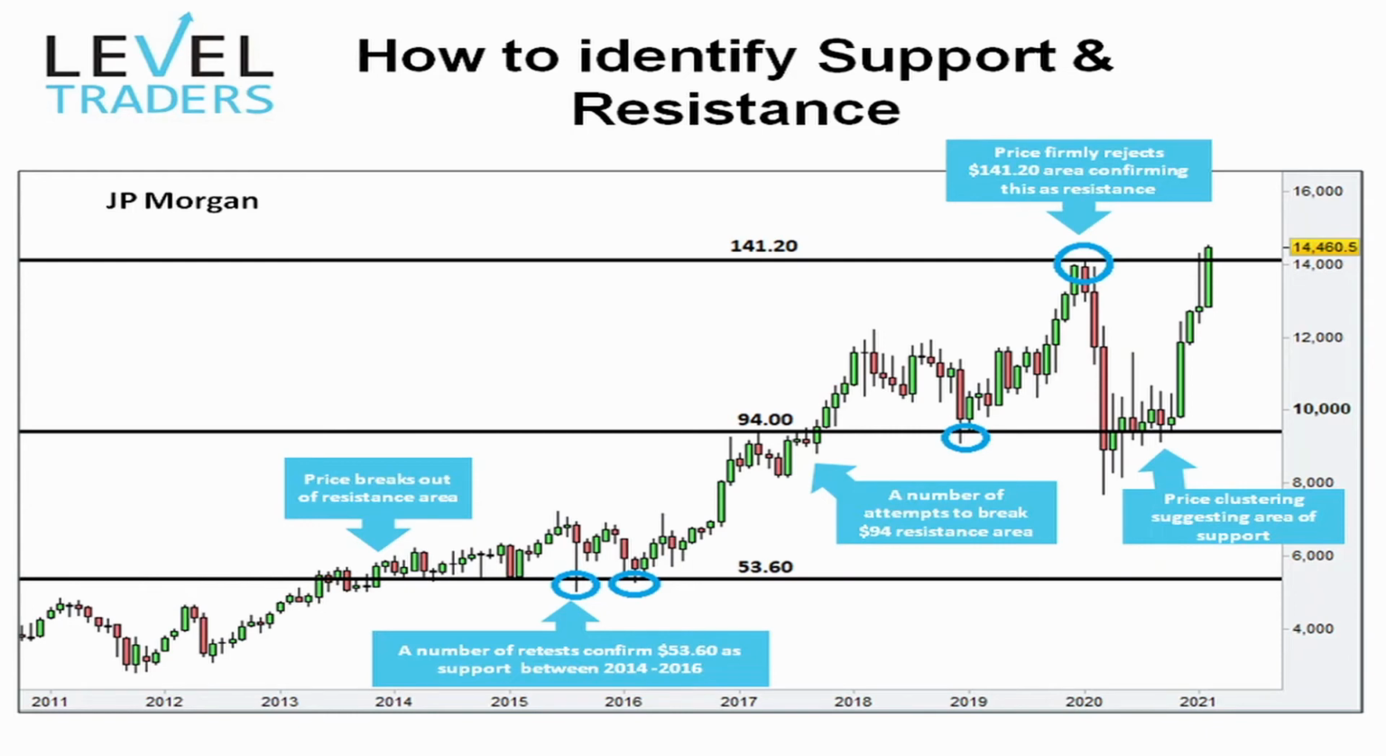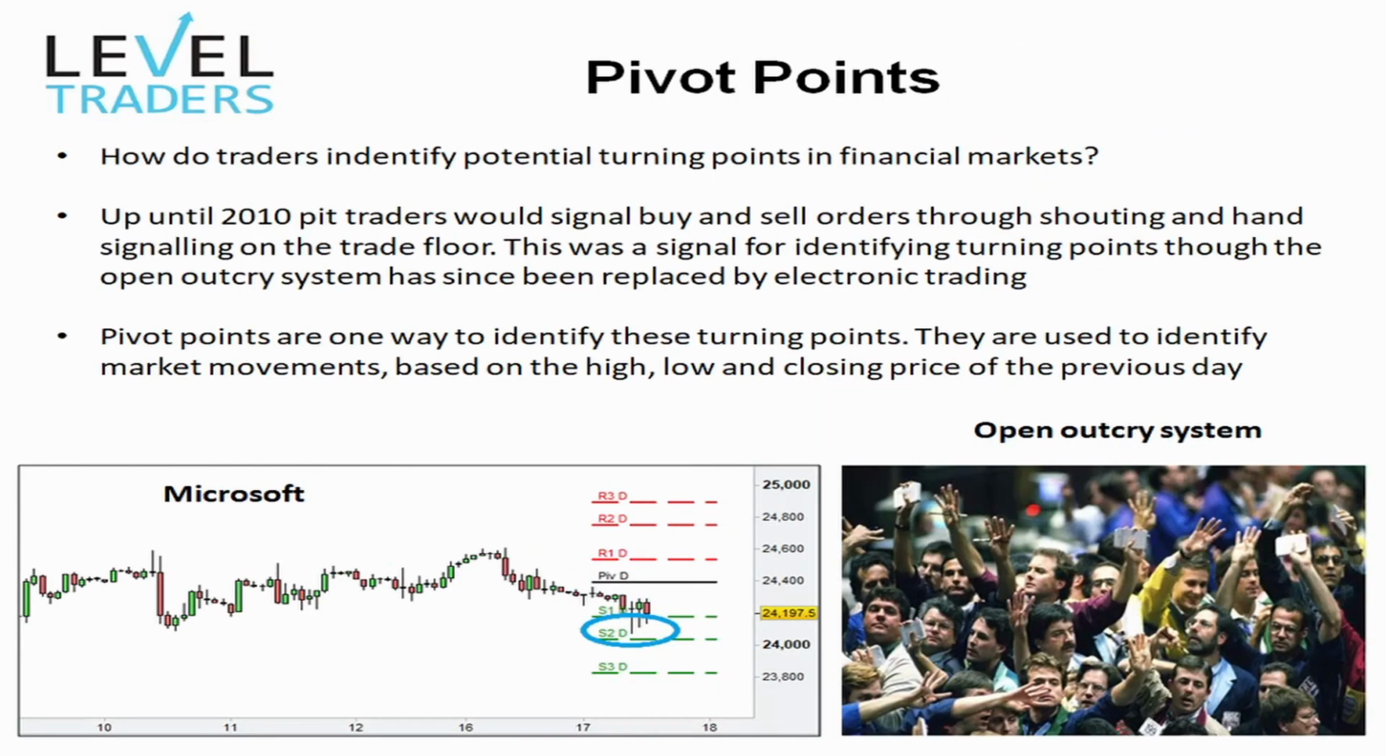So this is my thought process of how I determine these levels of support and resistance. As I've said before, identifying these levels and areas is more of an art than an exact science. So, pivot points. Let's talk about that now.